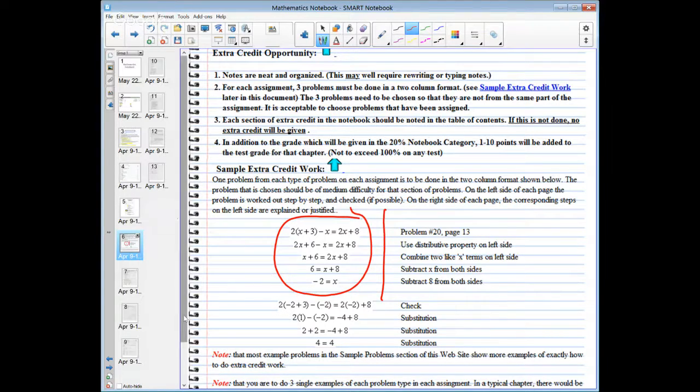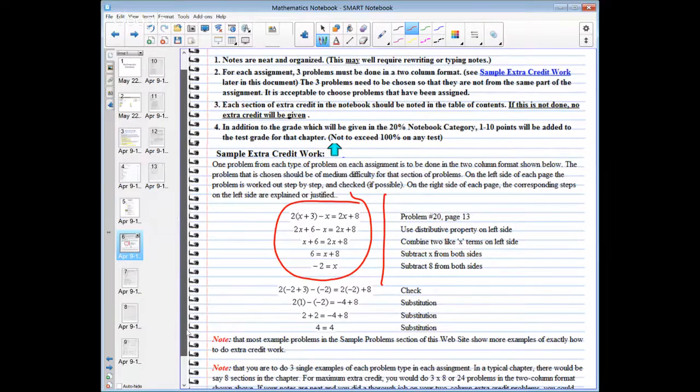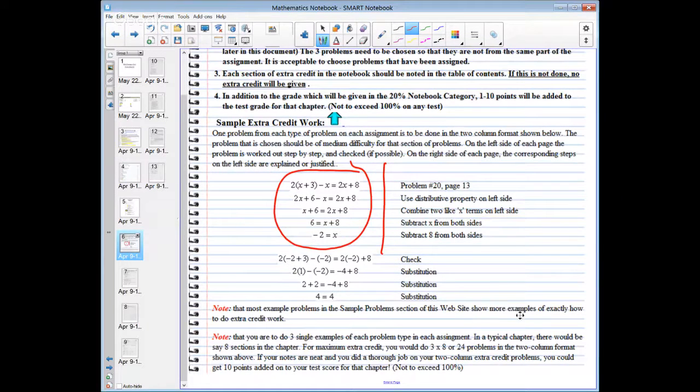Let's see, what do I have on the bottom there? Note: most example problems in the sample problems section of this website show more. So in other words, when you go onto the website, you'll see I do some sample problems. Guess what I do in the right column? I explain what I did step by step. So there are models out there for you if you didn't pick them up from the video.